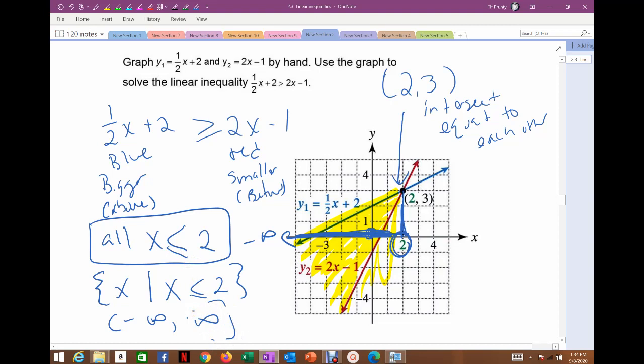Alright, so that's a graphical example. And we'll do one more graphical example, kind of combining graphical with a numerical table, and we'll do that in a little bit. And then I'll do more examples at the end. Alright, but that's how you solve it graphically.